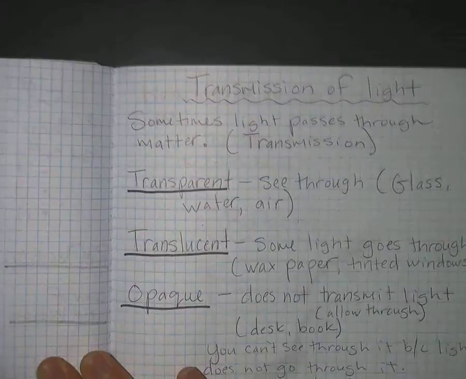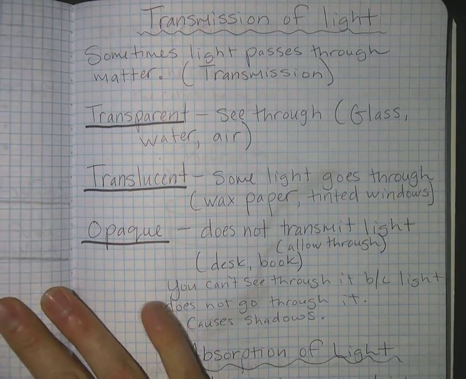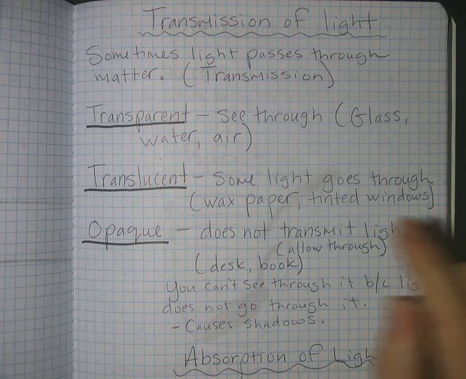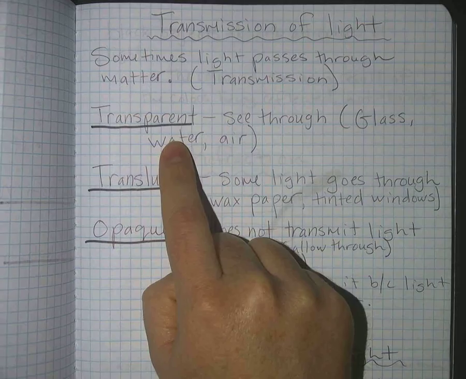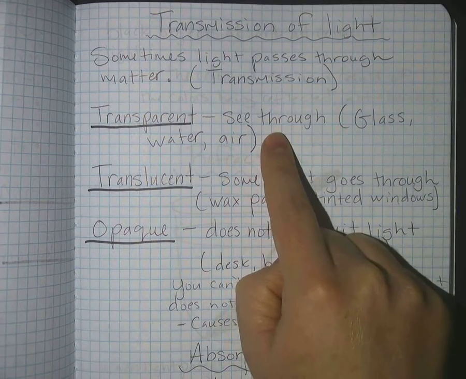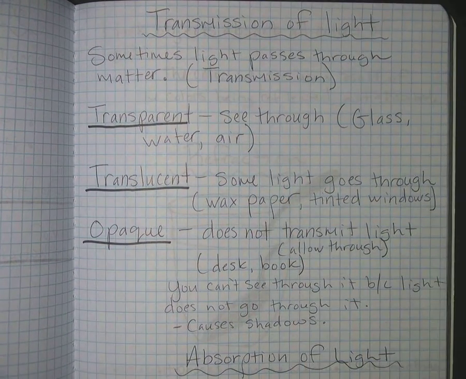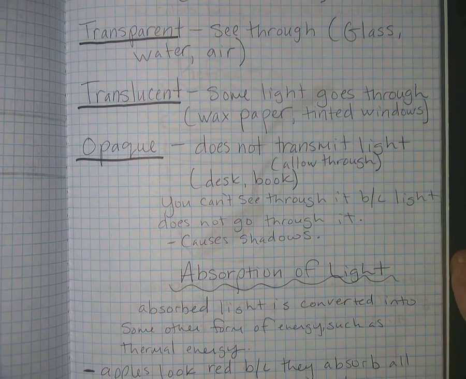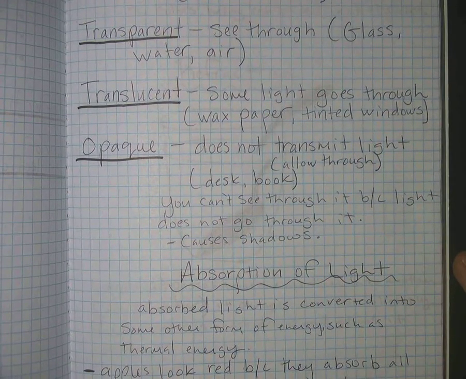Okay? So where we left off was transmission of light, and this is when light goes through objects. Okay? When objects are transparent, they are see-through. Examples: glass, water, and air. Objects that are translucent, like wax paper, allow some light to go through.